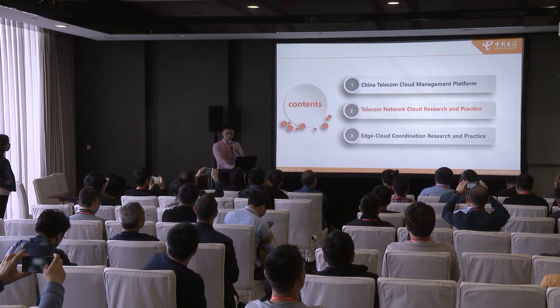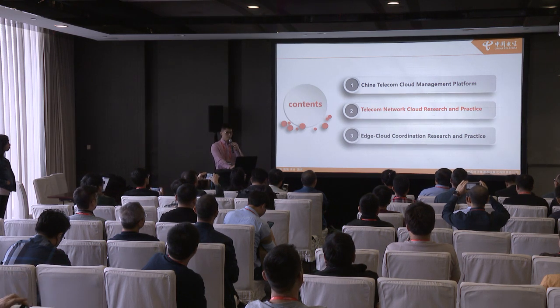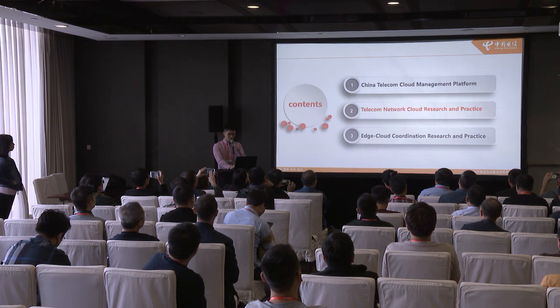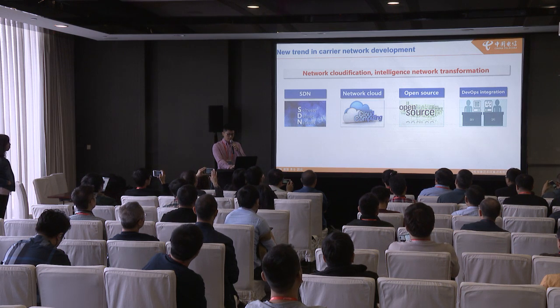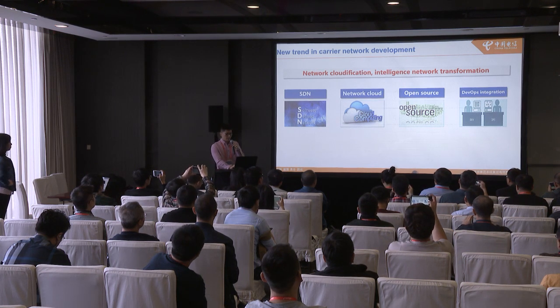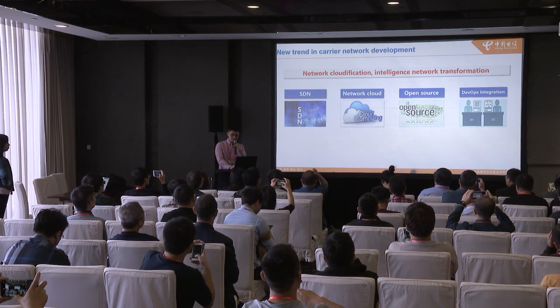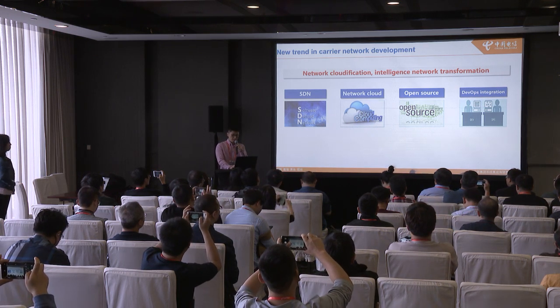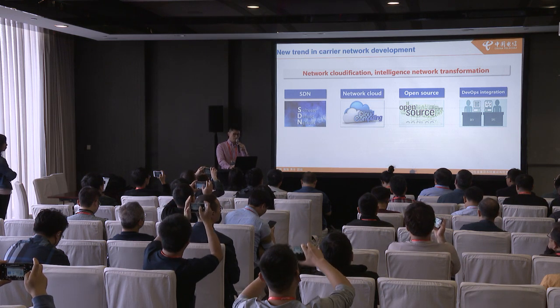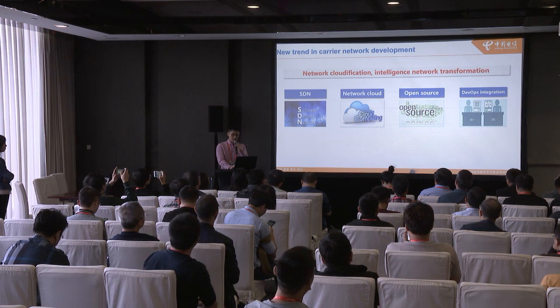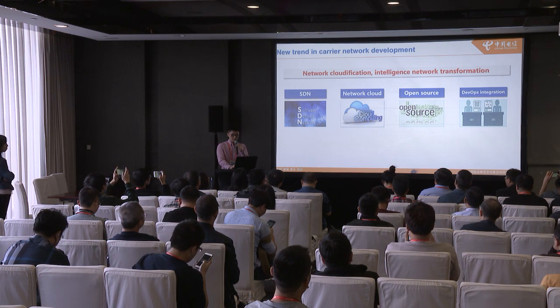The second part of today's presentation will focus on what I just mentioned, China Telecom's cloud network transformation. There has been a new trend in carrier network development, which is network cloudification and intelligent network transformation. This can be achieved through the usage of SDN, software-defined networking, the network cloud, open source, of course, and DevOps integration.